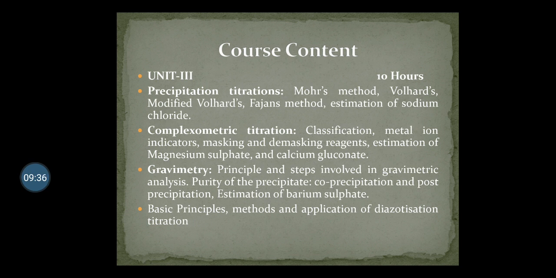Just you can remember, as I said, there are only 5 types of volumetric analysis. One is the acid base titration, second one is non-aqueous acid base titration, third one is precipitation titration, fourth one is complexometric titration, and fifth one is the oxidation reduction type of titration. So these are the various types of volumetric analysis that are present.